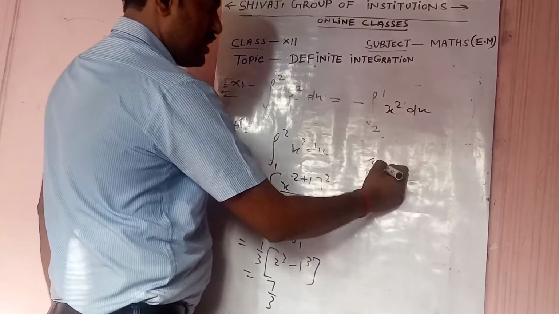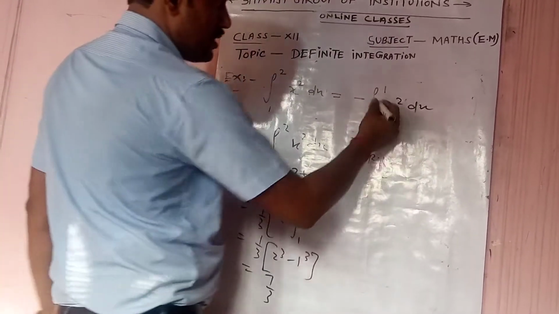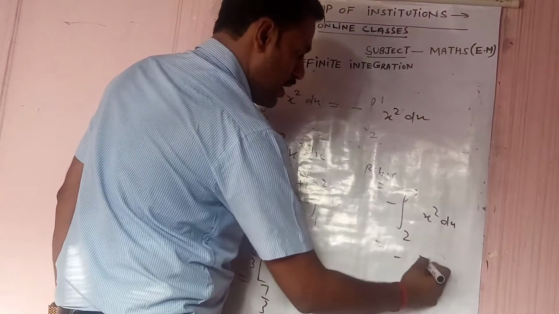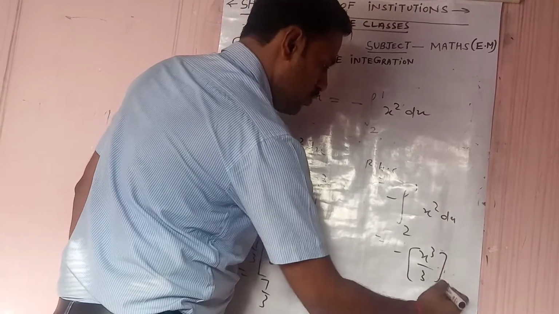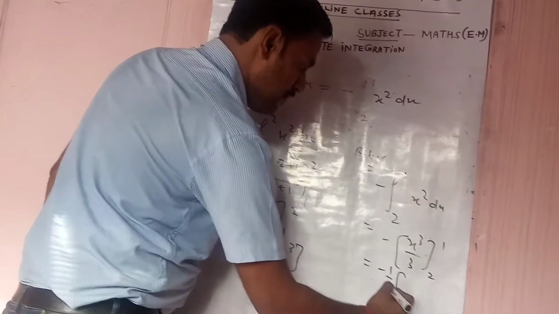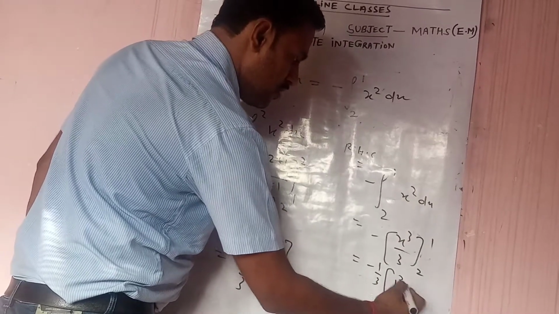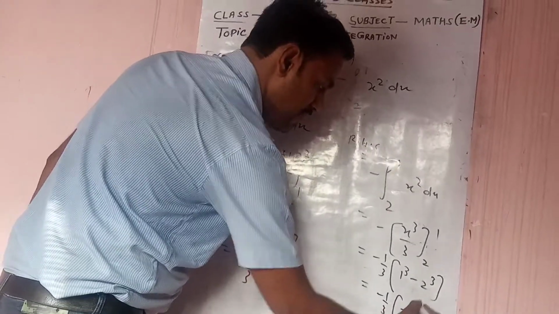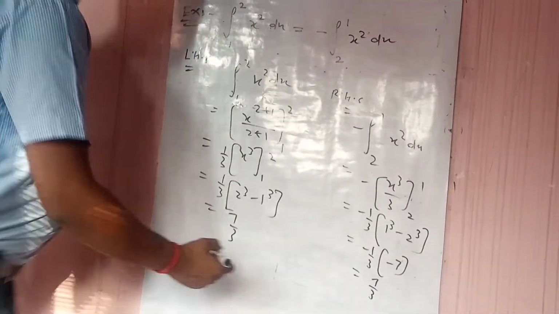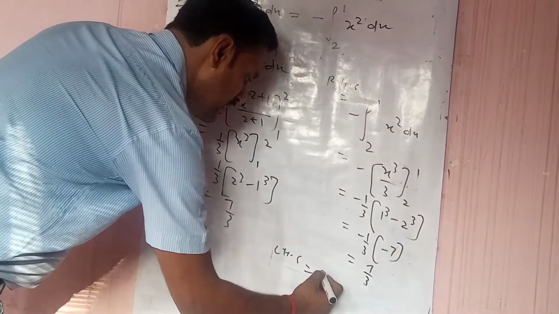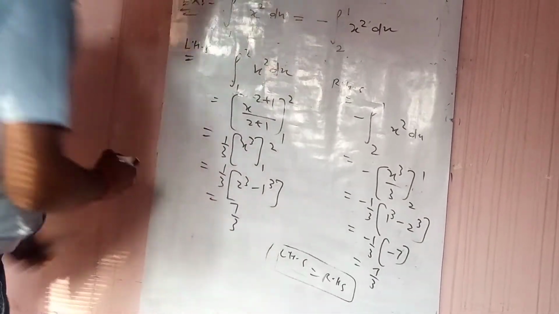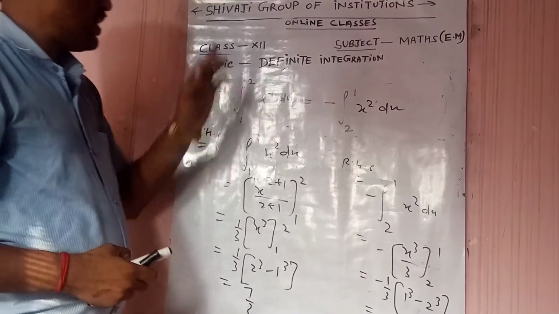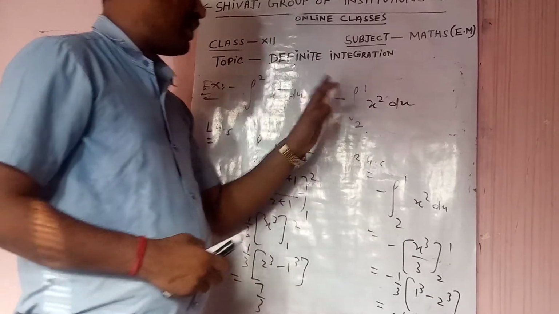Now students, take the RHS. What is the RHS, students? The RHS is minus the integral from 2 to 1 of x square dx. So this gives minus x cube upon 3, and limit 2 to 1. So minus 1 by 3 times, firstly the upper limit 1 cube minus then the lower limit 2 cube. This gives minus 1 by 3 times minus 7. So this is 7 upon 3. So the LHS equals the RHS. So students, this shows that when the limit is changed, there is a negative sign outside the integration sign.